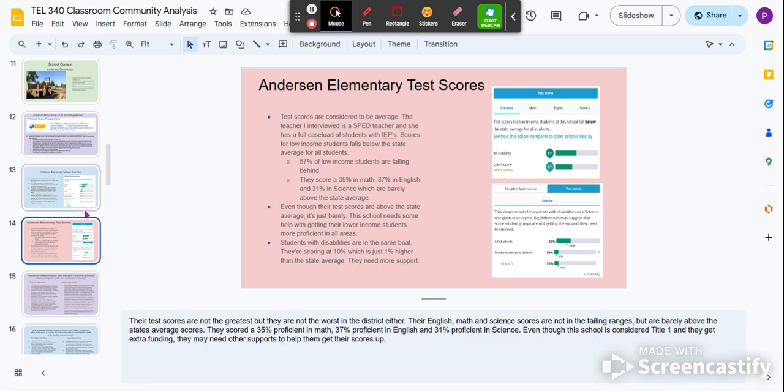However, their test scores are not the greatest, but they are not the worst in the district either. Their English, math, and science scores are not in the failing ranges, but are barely above the state's average scores. They scored 35% proficient in math, 37% proficient in English, and 31% proficient in science. Even though the school is considered Title I and they get extra funding, they may need other supports to help them get their scores up.